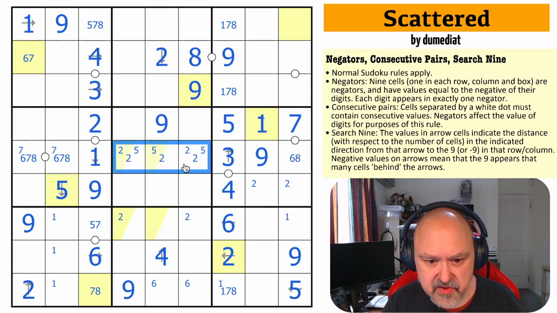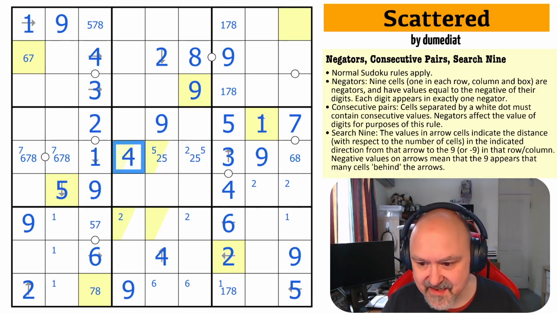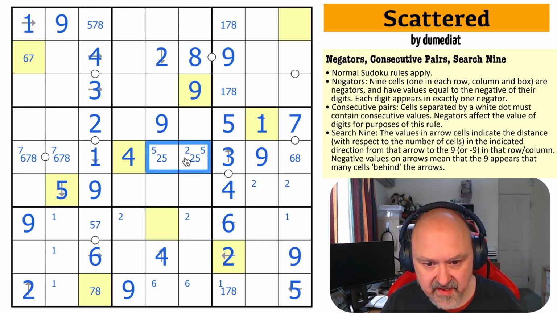That's a 7. But this is a 6, 7, 8 triple. So this is 1, 2, 3, 4, 5, 6, 7, 8, 9. This is 2, 4, 5. And there is a negator in here, and it can't be 2 or 5. So there is a 4 negator in here, and it's not there. This is the 4, which means that's the negator. Which means this is not the negator, this is not the negator, and this is the negator. And I've got the position of all the negators.